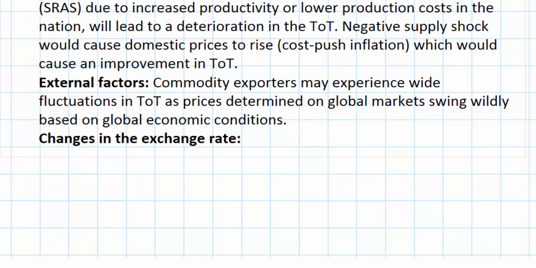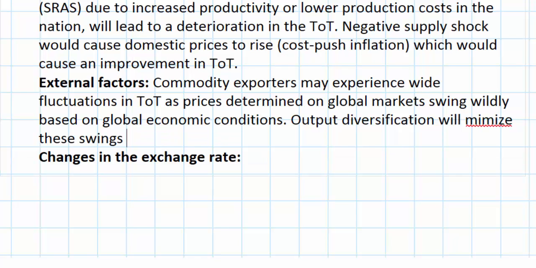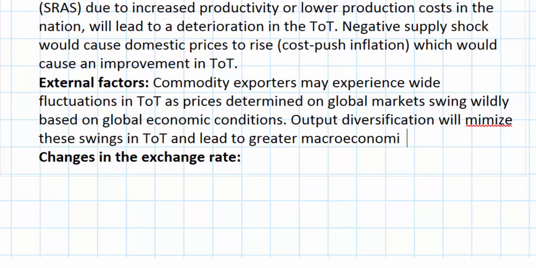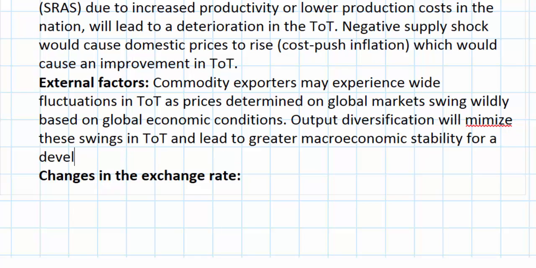Commodity exporters tend to experience more wild fluctuations in their terms of trade than countries that produce more manufactured goods, whose supplies and demands are more responsive to price changes, and therefore price changes are less frequent and less volatile than they are for primary commodities. A way a country can minimize the impact of fluctuating commodity prices on their terms of trade is by diversifying their output. So output diversification will minimize these swings in terms of trade and lead to greater macroeconomic stability for a developing country.